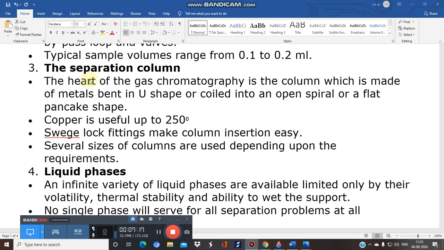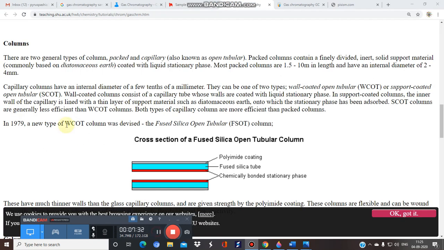The next important component is the separation column. We know the heart of gas chromatography is the column, and it is basically made up of a U-shaped band, or you can say a coiled shape. Please see the previous video because we have covered it already. Again, there are generally two types: packed and capillary.